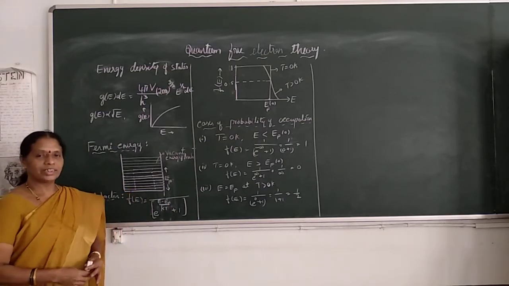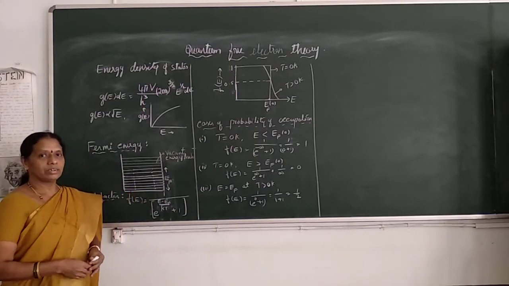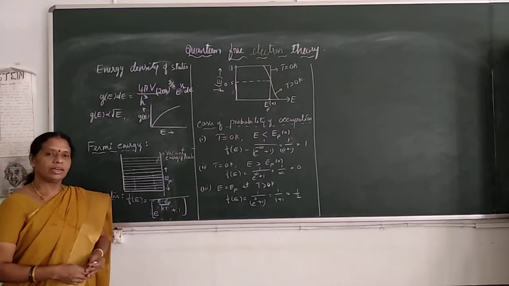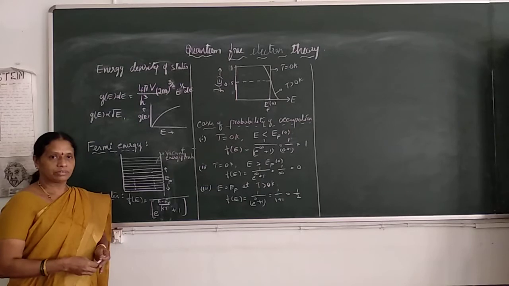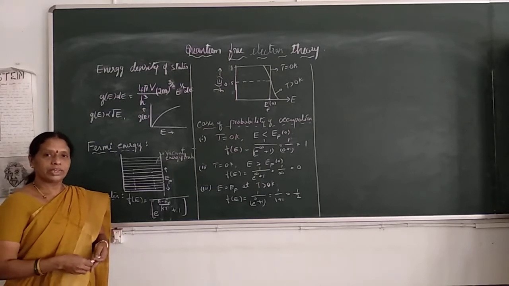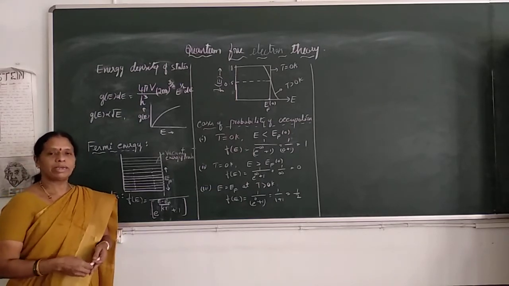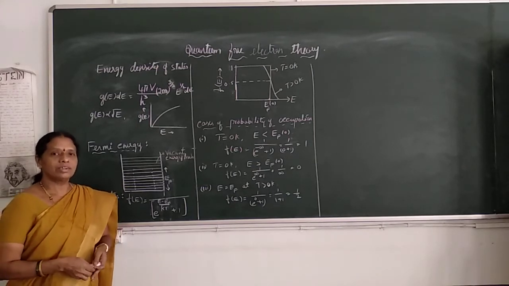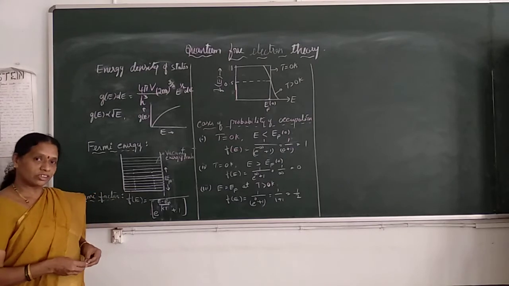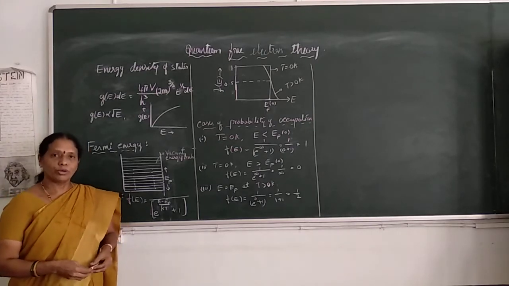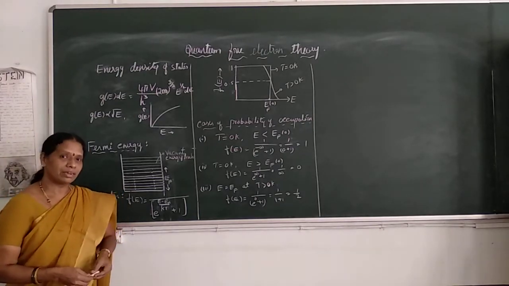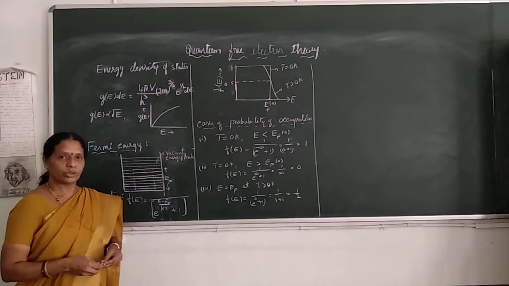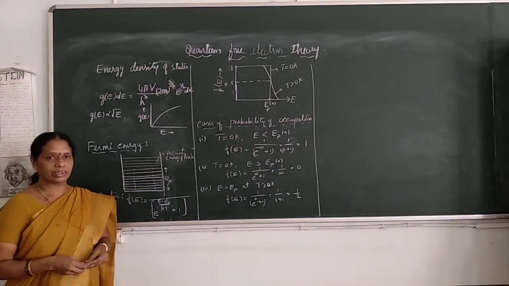Dear students, in the last class we discussed classical free electron theory. In that theory, the electron gas is compared with gas molecules, and by applying the kinetic theory of gases to these free electrons, certain experimental facts were explained successfully, but a few experimental facts remained unexplained by the classical theory. The classical theory failed to explain certain experimental facts.